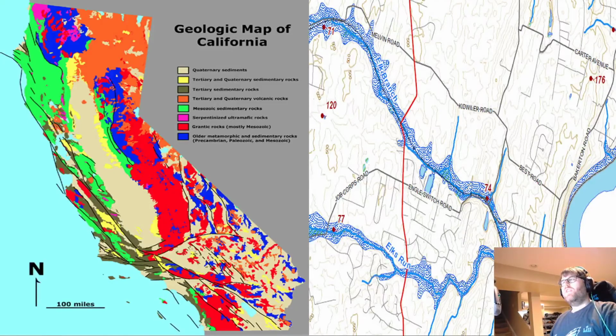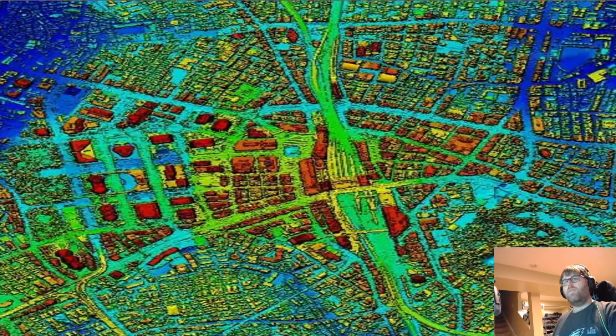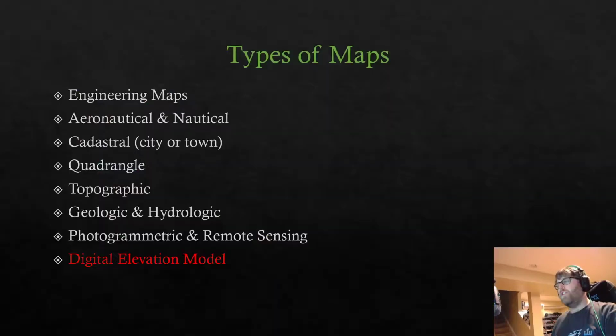Geologic and hydrologic, this shows the distribution of geologic features, so stuff like rocks and faults. They could also show stuff such as rivers and streams. Photogrammetric and remote sensing. So this is all about obtaining information about distant objects and processes from sensors that are not in contact with the objects. And then there's further analysis of the acquired data. I don't really deal with this too much either.